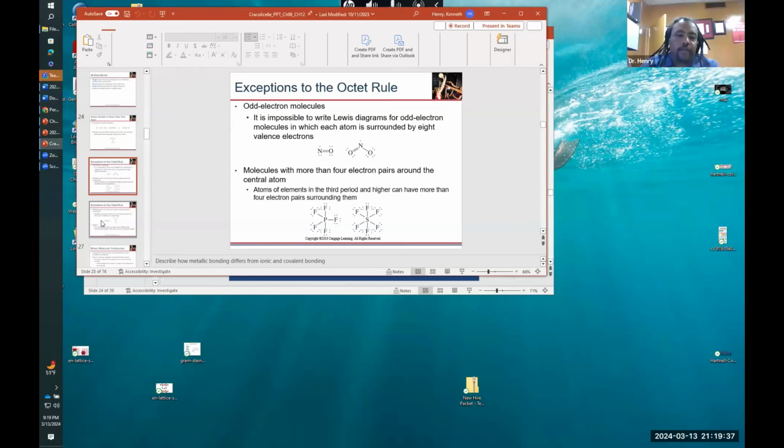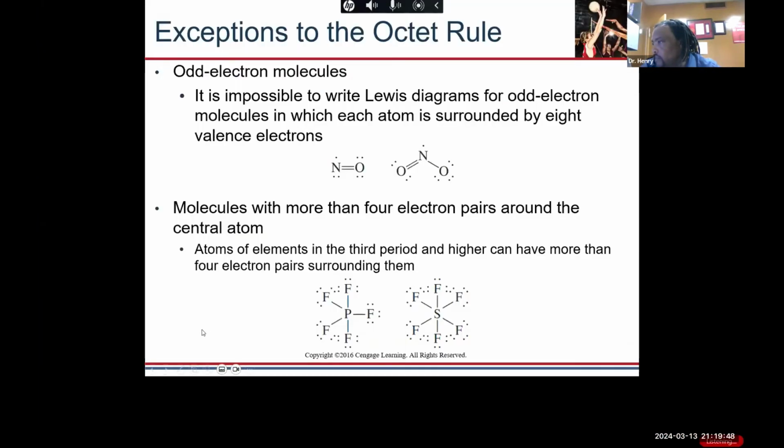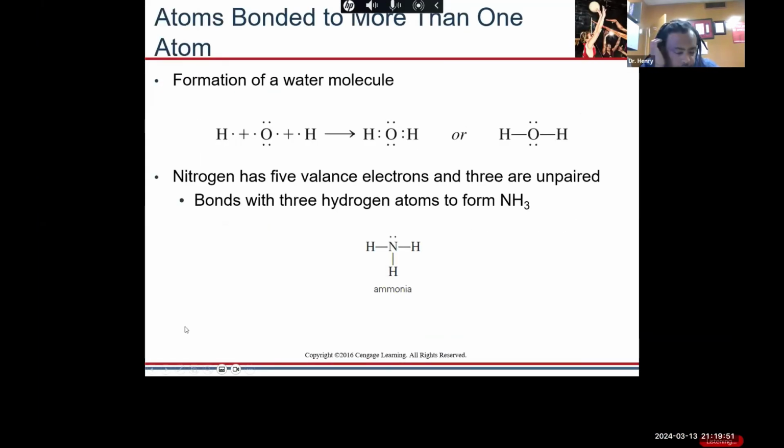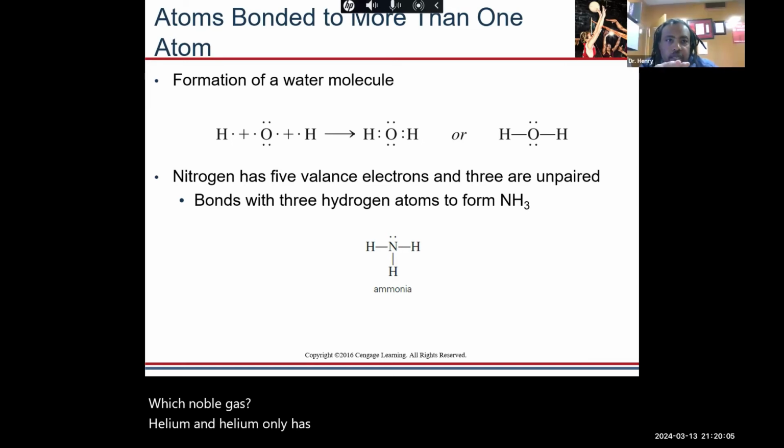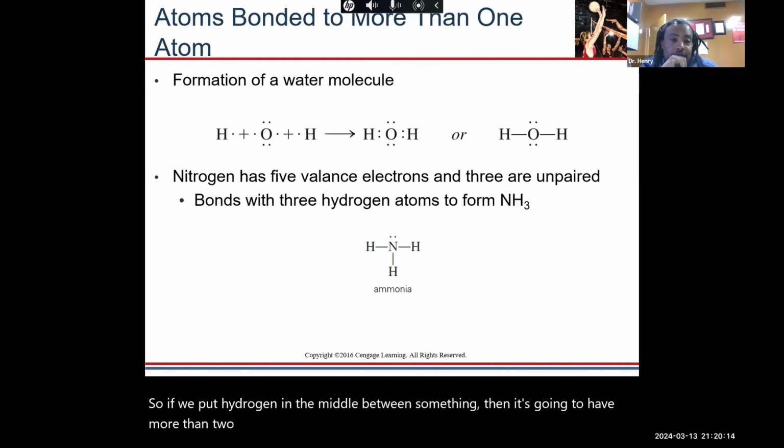So that's an example. Carbon is always going to try to be in the middle. Hydrogen can never, ever be in the middle. Why can't hydrogen be in the middle? Who is hydrogen wanting to be like? Which noble gas? Helium. And helium only has 2 electrons. So if we put hydrogen in the middle between something, then it's going to have more than 2 electrons around it. It can only have 2 electrons around it. So it's always going to be at the end.